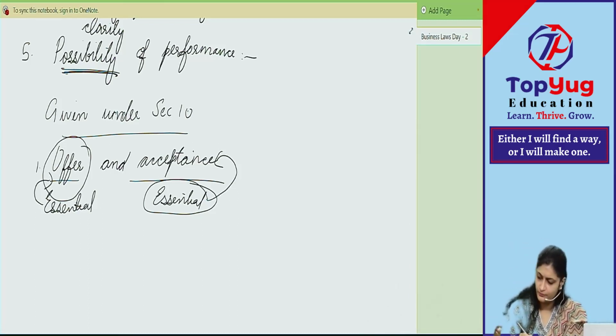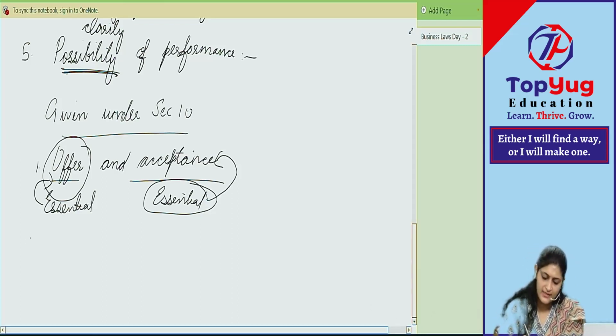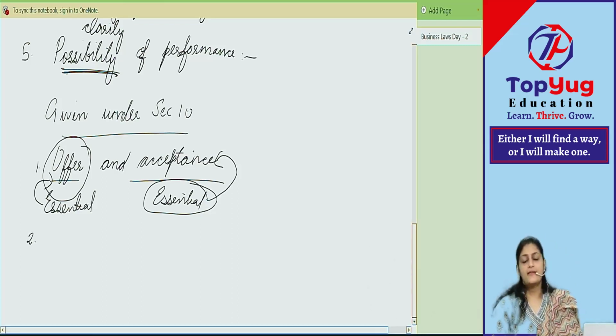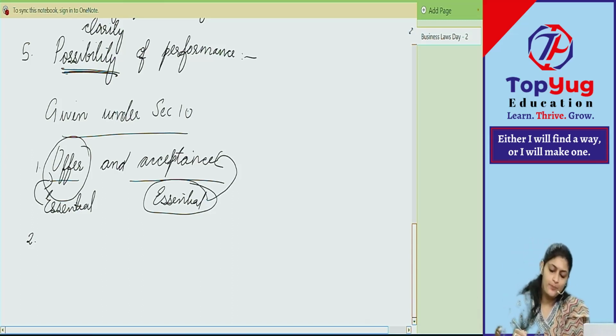Now, next one. Second one which is given under section 10.